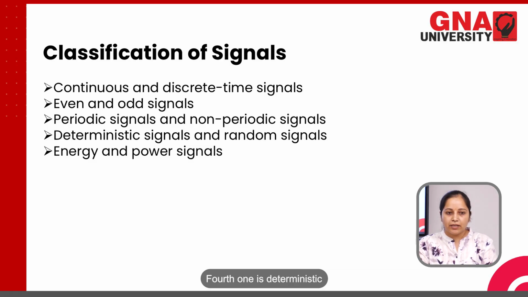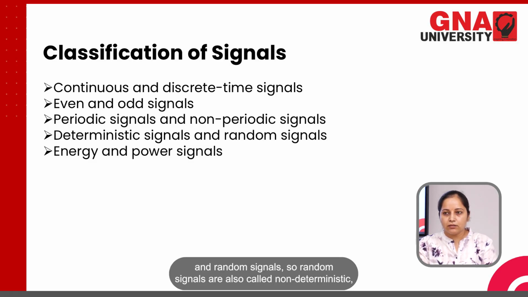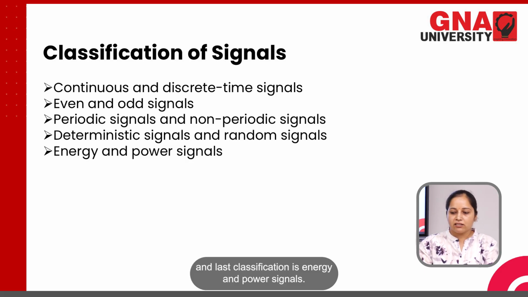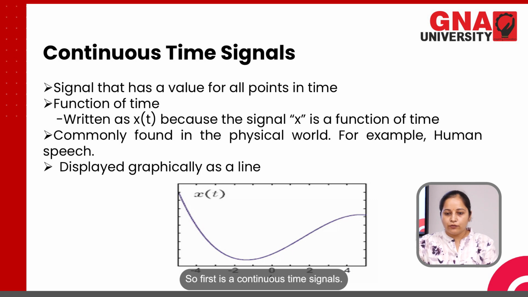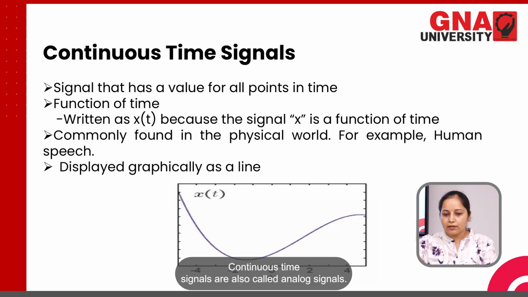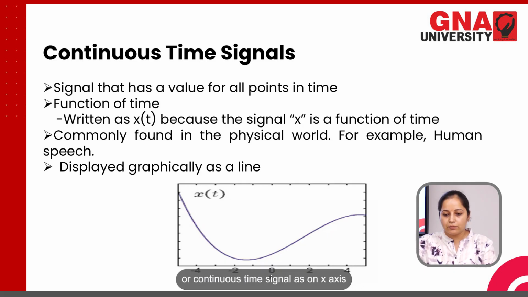The fourth one is deterministic and random signals, where random signals are also called non-deterministic. And the last classification is energy and power signals. So first is continuous time signals. Continuous time signals are also called analog signals. If you observe this figure, then you can see what we mean by an analog or continuous time signal.